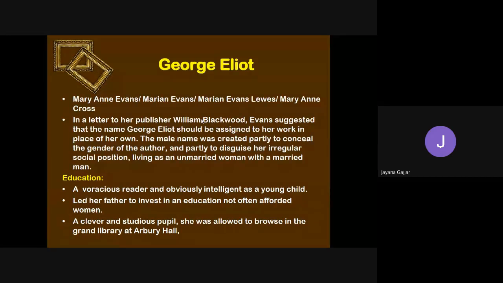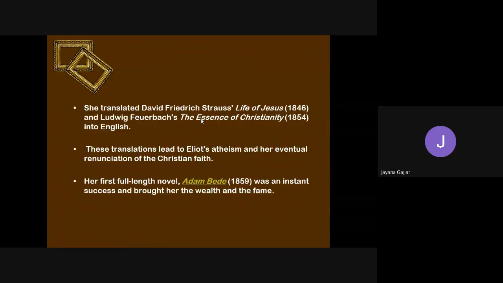Now, because of her study and education, she was able to speak several languages. She knew German, Hebrew, Greek, and therefore it helped her to translate two works. She translated David Friedrich Strauss's Life of Jesus and Ludwig Feuerbach's The Essence of Christianity. She translated these two works into English, and eventually it led her to the renunciation of the Christian faith.